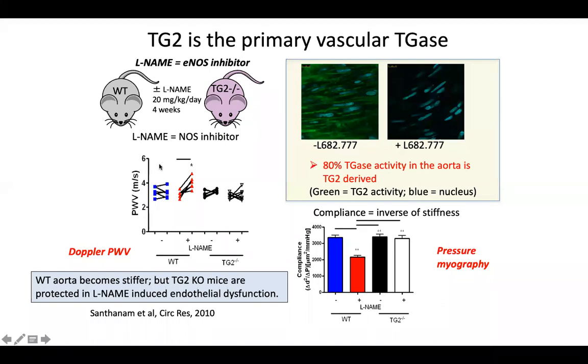What we also found is that if we take wild-type mice and TG2 knockout mice and treat them with L-NAME, which is the eNOS inhibitor, we see a significant increase in pulse wave velocity in the wild-type mice, but the TG2 knockout mice are actually protected from it. And the same thing was noted when we looked at the compliance of carotid arteries using pressure myography.